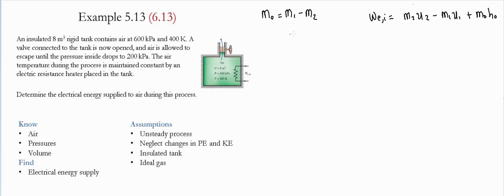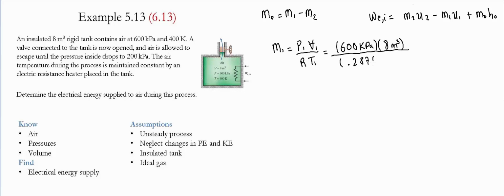In order to do that, we need to first find the initial and the final mass that we have in the system, and we're going to do it by using the ideal gas law. So the mass at the initial state is simply the pressure at the initial state, the volume at the initial state, divided by the constant of air and the temperature at the initial state. The initial pressure is 600 kilopascals. The initial volume is 8 meters cubed. The constant for air is 0.287 kilopascal meter cubed per kilogram Kelvin, and the initial temperature is 400 Kelvin. Solving these values, we find that the initial mass is equal to 41.81 kilograms.